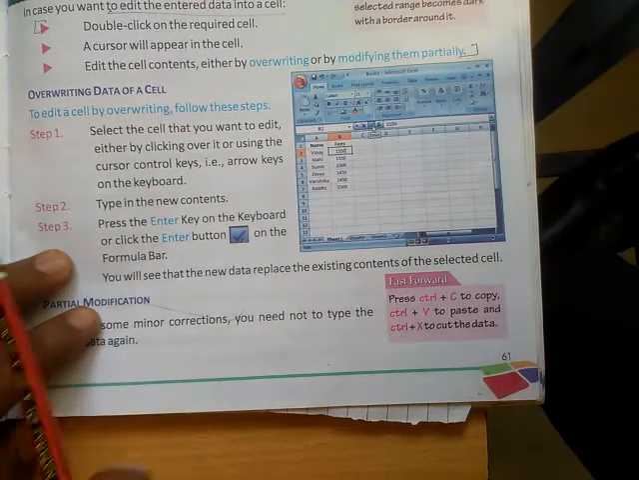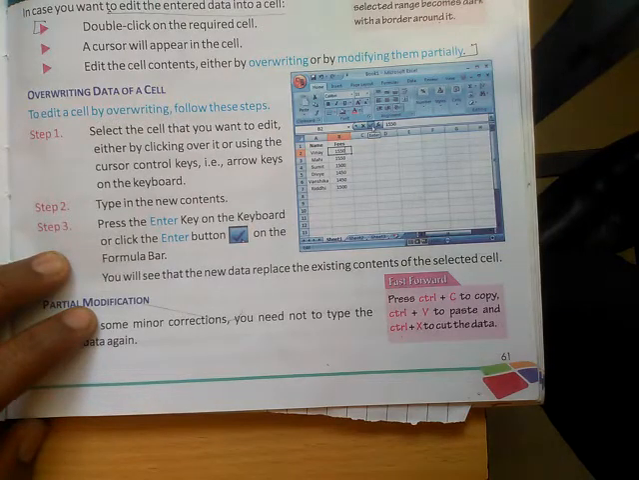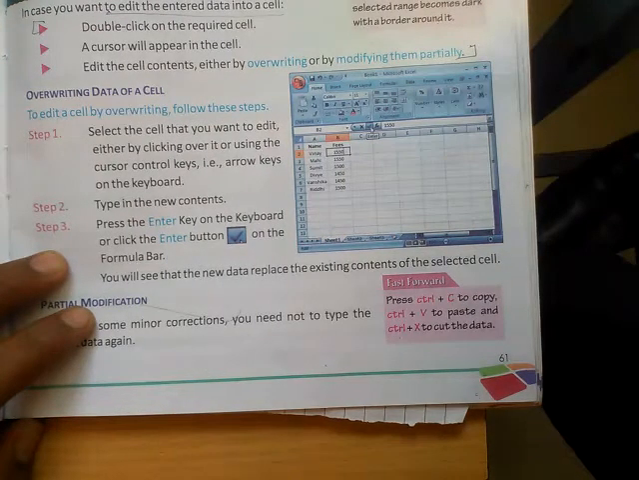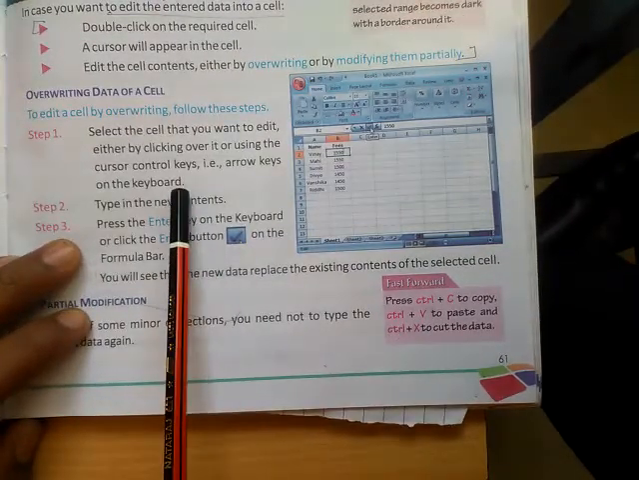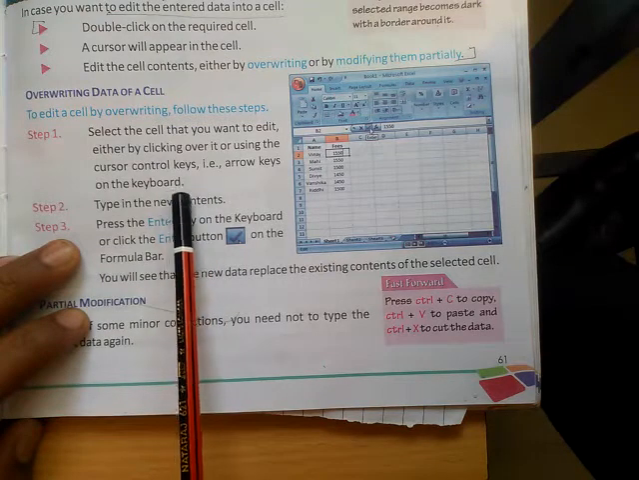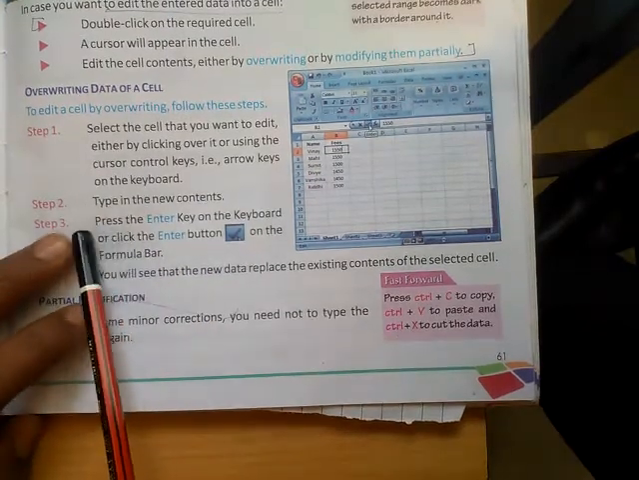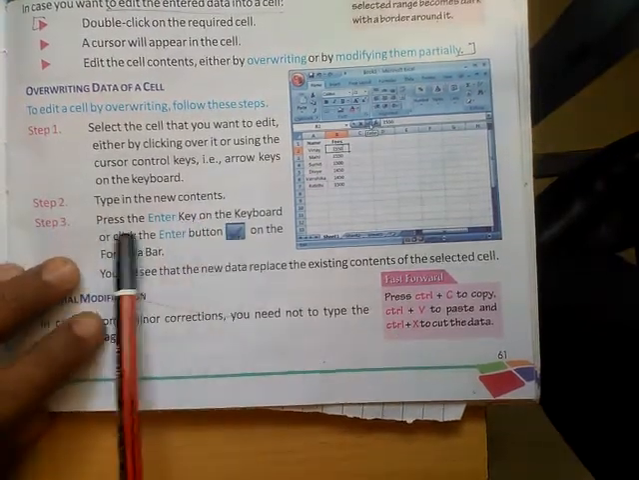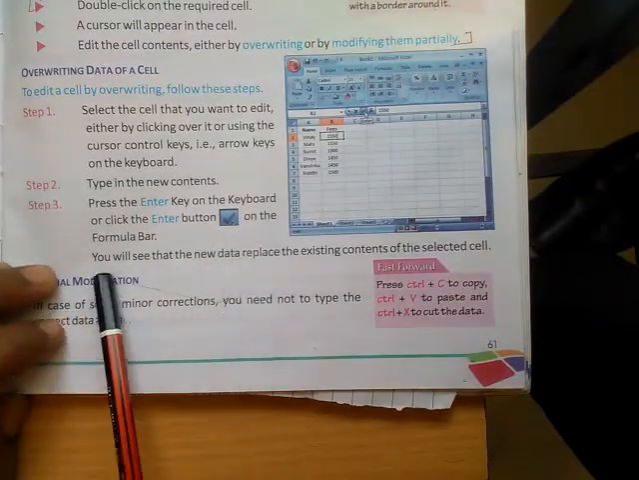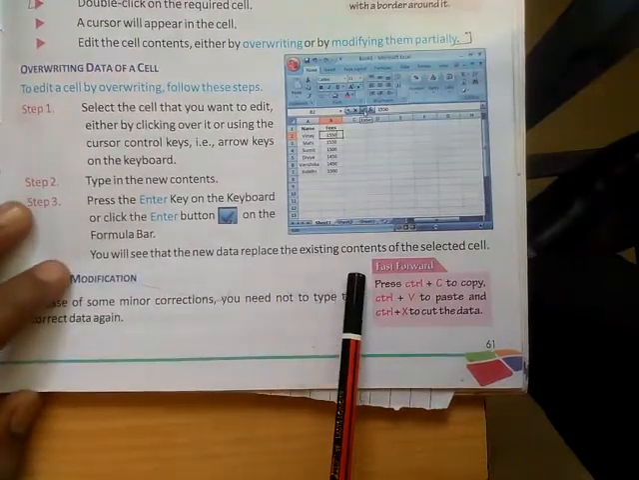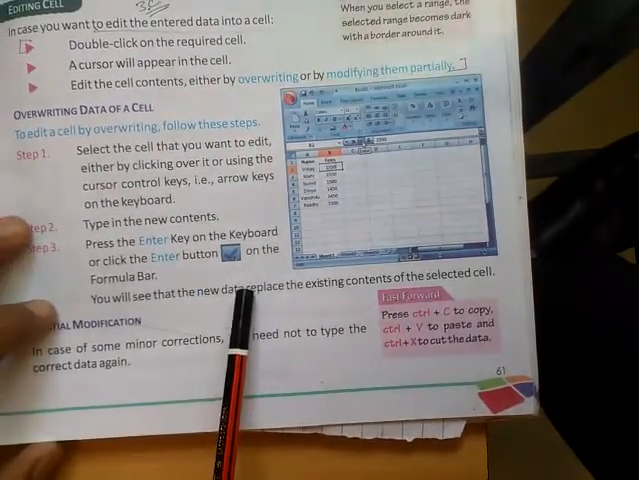Okay, what is being told here? Select the cell that you want to edit either by clicking over it or using the cursor control keys, that is the arrow keys on the keyboard. Through this you can edit a cell by overwriting. Now step 2, type in the new contents, and step 3, press the Enter key on the keyboard or click the Enter button on the formula bar. You will see that the new data replaces the existing contents of the selected cell. So that is about editing cells.